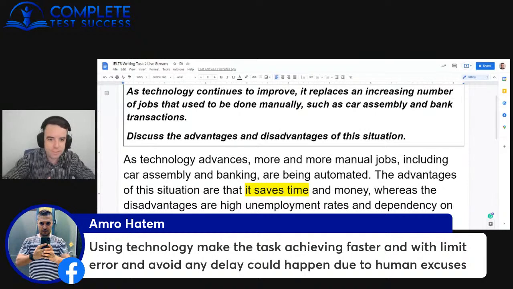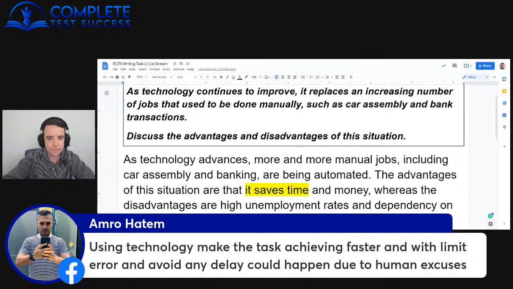Okay, Amro, using technology makes the task achieve faster and with limited errors, and avoid any delay could happen due to human excuses. This is too many reasons. I would like you to just develop one more clearly.